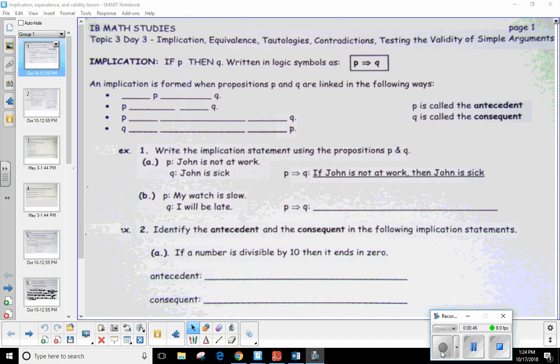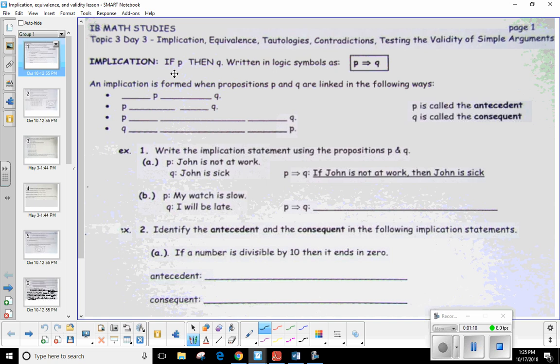Okay, let's do it. Implication, equivalence, tautologies, contradictions, and testing the validity of simple arguments. We've already mentioned those vocabulary words, but we're going to bring those up again at the end. So an implication, these are the if-then statements. We've been looking at propositions that we call P and Q, and sometimes R will be thrown in there. Remember, that's just a statement of fact. It's not a question, it's not a command. But if it's ever in the form if P then Q, we call that an implication.